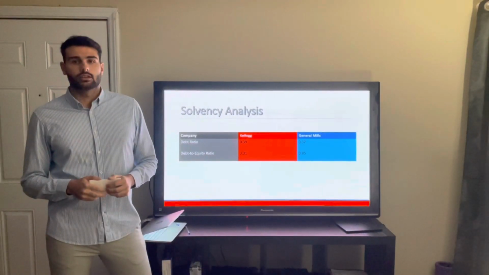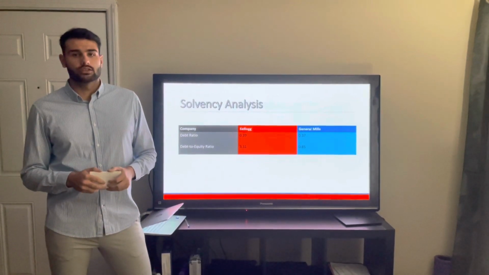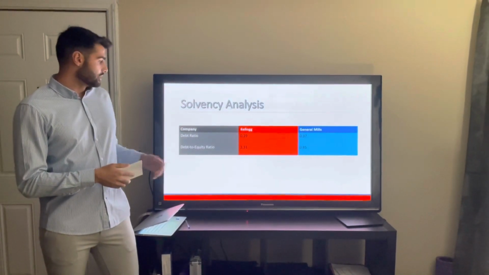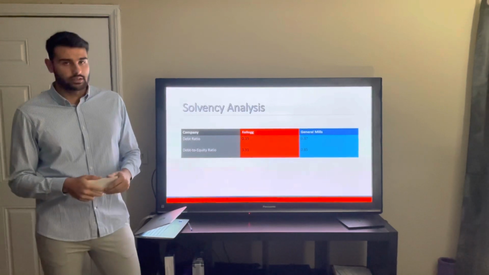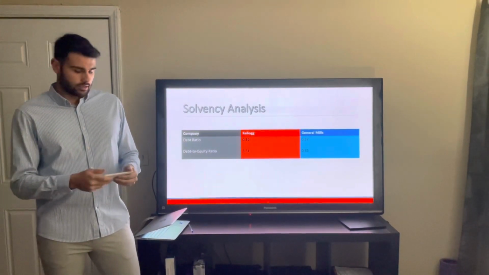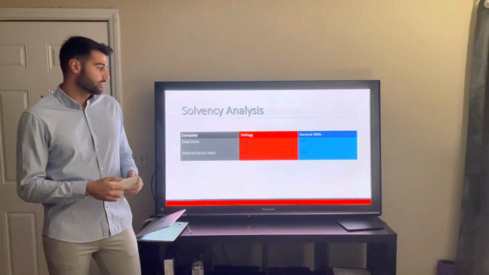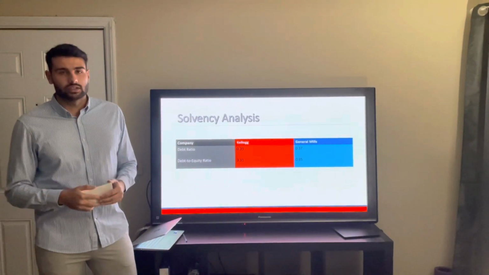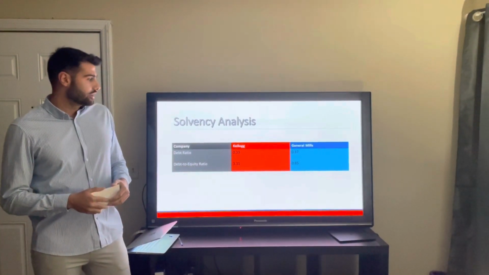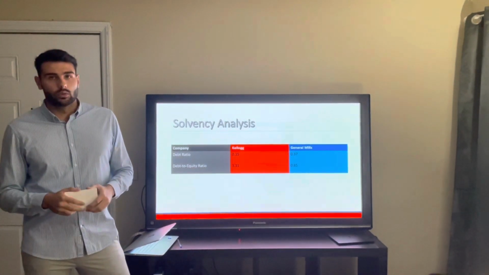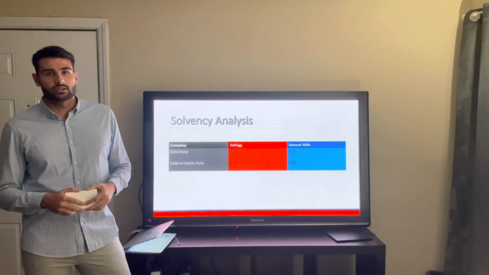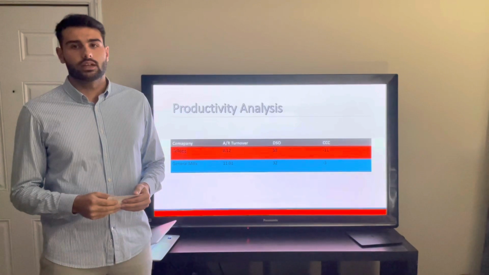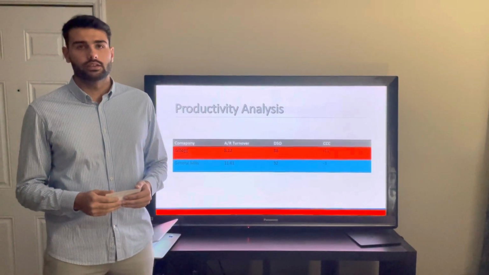Solvency analysis is a company's ability to meet its debt obligations over the long term. High levels in debt ratio and debt to equity ratio mean more debt and more risk of losing money. As you can see, in debt ratio, Kellogg's and General Mills have almost the same ratio. But in debt to equity, General Mills has a lower ratio, so that means it has lower risk of losing money over time.